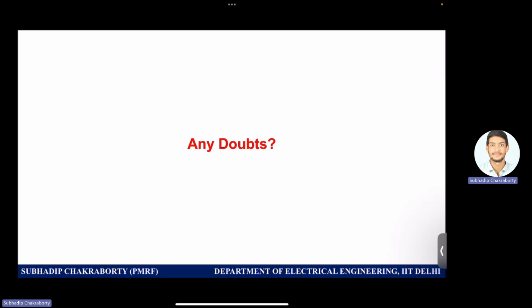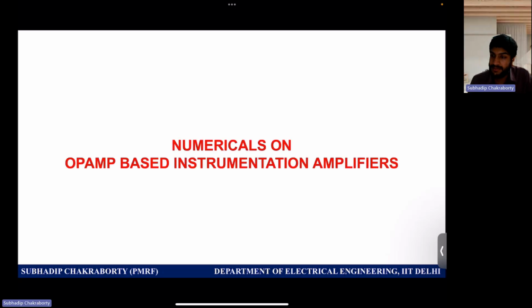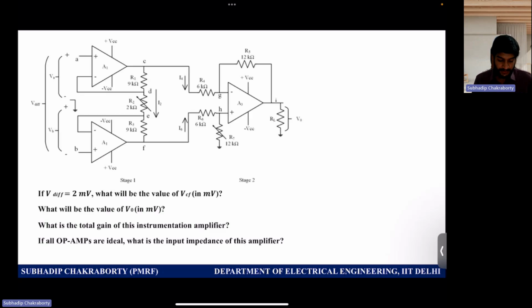Okay, so without any further delay, we can start the session. And since there are no doubts, I can go forward and start with the numericals on op-amp based instrumentation amplifiers. So we'll directly jump into the numericals, and the first numerical is on your screen for the viewers to solve this problem.